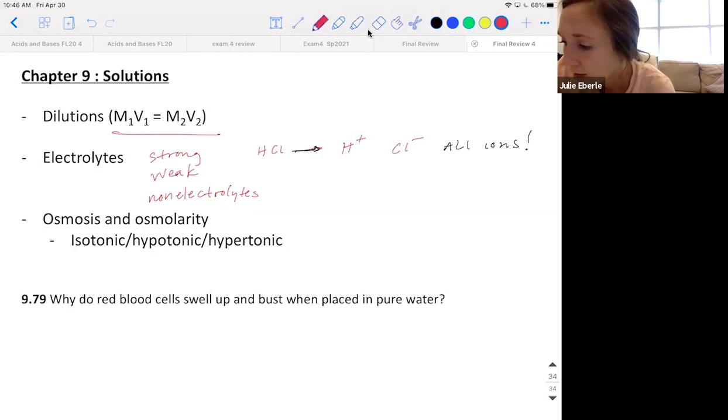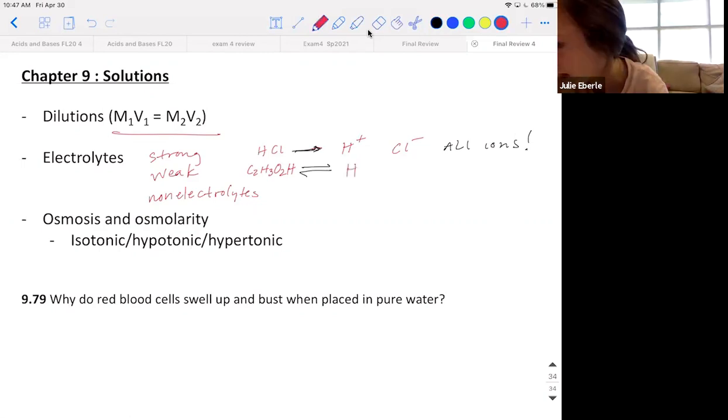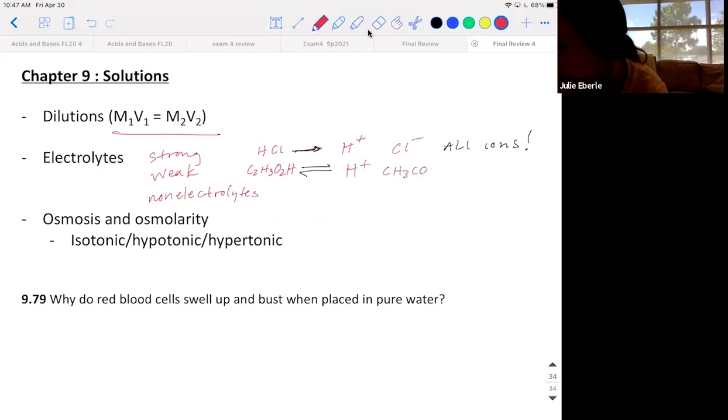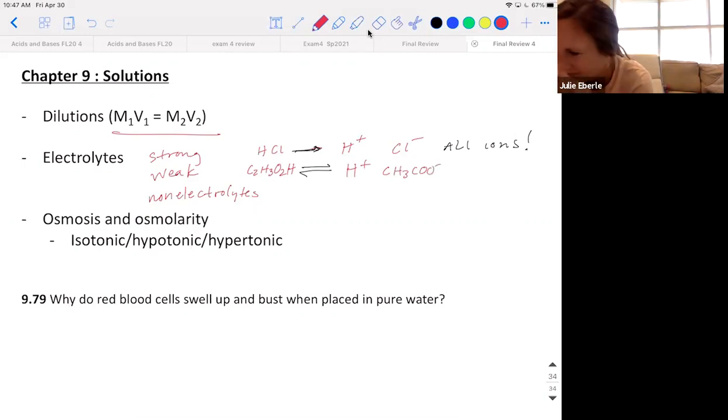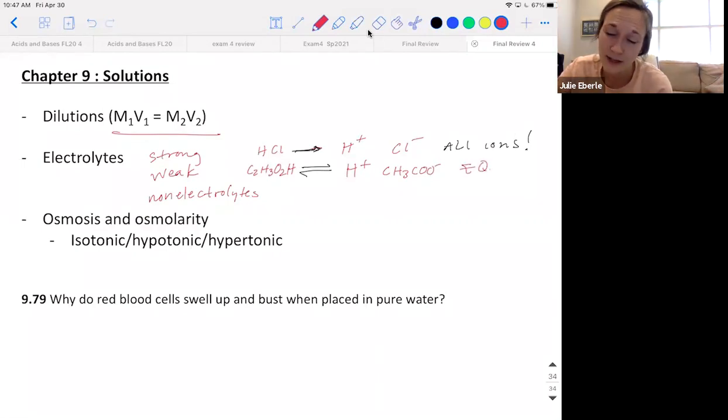Something that's a weak electrolyte, the example I like to use is acetic acid. CH3COOH, that's acetic acid. You get a double arrow though. It'll break up into H plus and CH3COO minus. And so you have an equilibrium, all right? When you have a double arrow, that's a weak electrolyte. You might get some product, you're still going to have some reactant.